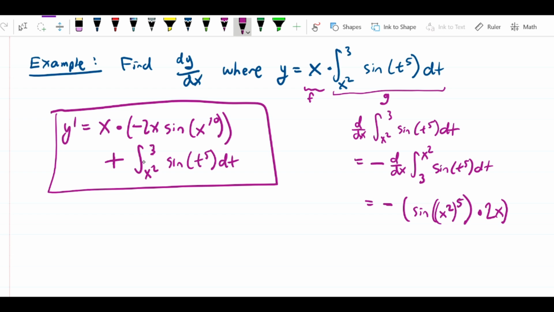By the way, it shouldn't bother you that there's a t in this problem, because the function is still defined in terms of x. T is what's referred to here as a dummy variable because it only exists within this integral. Remember, if we were actually going to evaluate this integral, which we're not going to do, we'd be finding an antiderivative of sine t to the fifth and then plugging in 3 and x squared. So the t would disappear. It's okay to leave it here because we're implying that we will replace it in the future. So that's how you would do that problem.